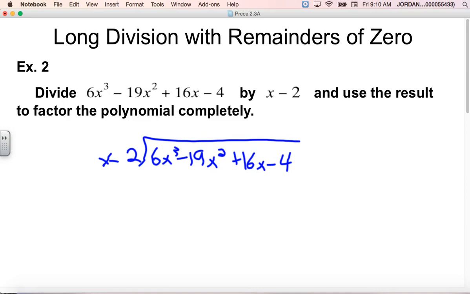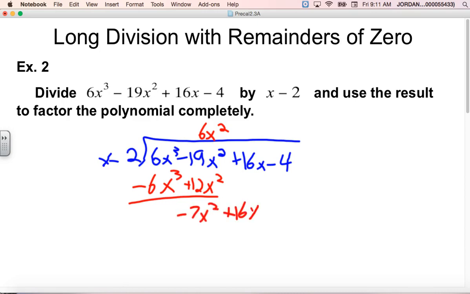So let's go ahead and start dividing. What multiplies x to give us 6x cubed? Well, that's 6x squared. Then we multiply: negative 2 times 6x squared is minus 12x squared. Notice we didn't have to add any 0 terms. They were all accounted for: 3, 2, 1, and then 0 x's. Minus 6x cubed and add the 12x squared. Just change those signs. So negative 19 plus 12 is negative 7x squared.